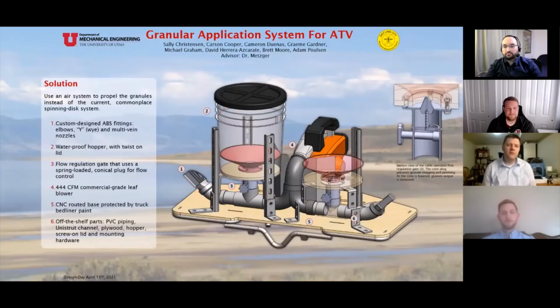The solution that we developed is to use air instead of a spinning disc to distribute the pesticide out to and beyond the client's requirement of a 40-foot swath. The ATV electrical system limitations discouraged the use of electric blowers and necessitated the use of a 2-stroke gas blower to achieve high enough air speeds to propel the pesticide.